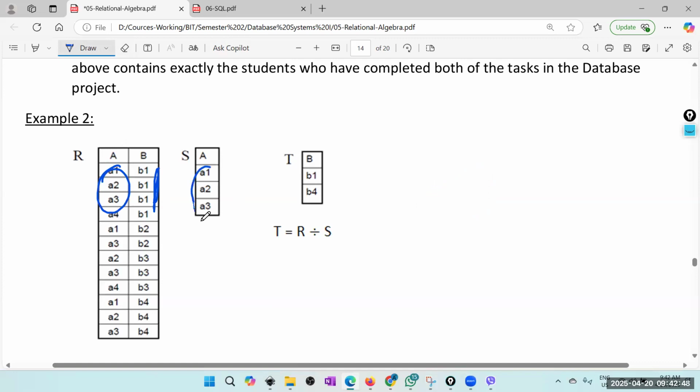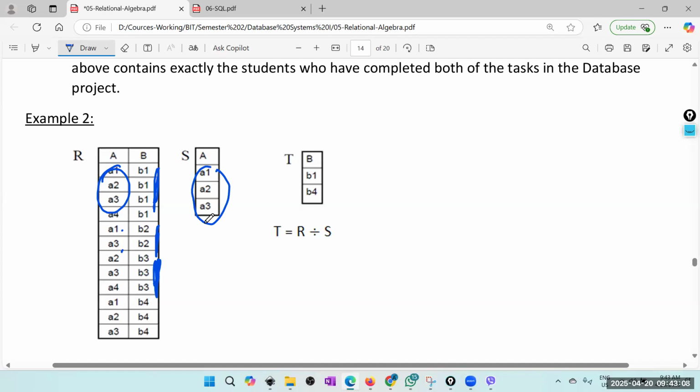Yes, you need all three. Right? B1 is related to A1, A2, A3. Then what about B2? B2 is related to only A1 and A3. So therefore you can't take B2. Then what about B3? B3 is related to A2, A3, A4.